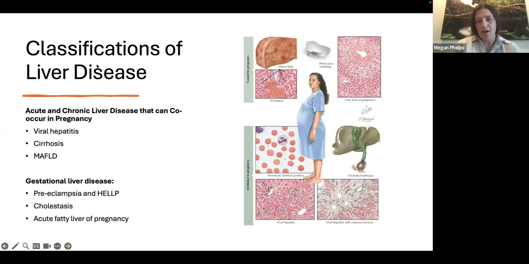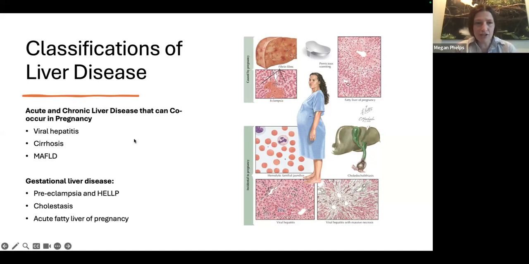So first, overall, there are two different classifications of liver disease. Here's a picture by Netter. There are acute and chronic liver diseases that can co-occur in pregnancy, and that can happen to anyone. Those are down here, incidental, and the ones that I will speak about are hepatitis C or viral hepatitis, cirrhosis, and then MAFLD or NAFLD.